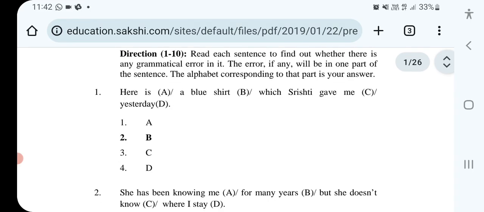Here is a blue shirt which Srishti gave me yesterday. Here is a blue shirt. Here, not a blue shirt, the blue shirt. Because you are talking about a particular shirt, that's the reason you have to use the article the. So, where is the error? In B. The error is in B. So, your option must be B.